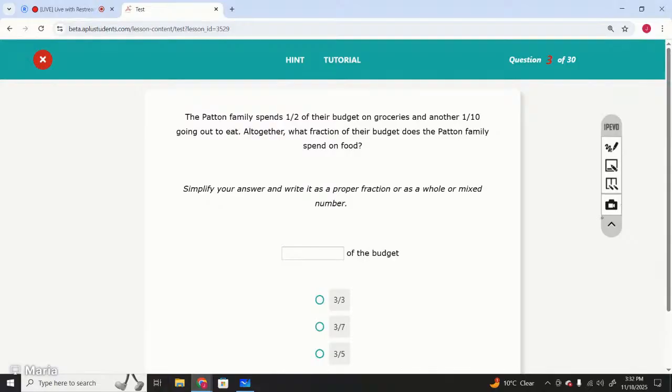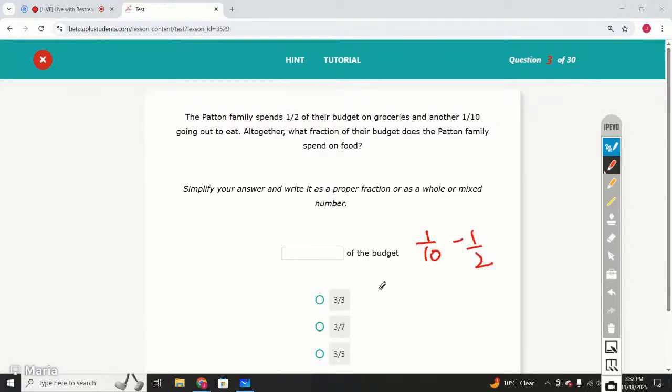The Patton family spends half of the budget on groceries and another 1/10 going out to eat. Altogether, what fraction of their budget does the Patton family spend on food? Half of their budget, and 1/10. Sorry, 1 by 2 plus 1 by 10 it is.